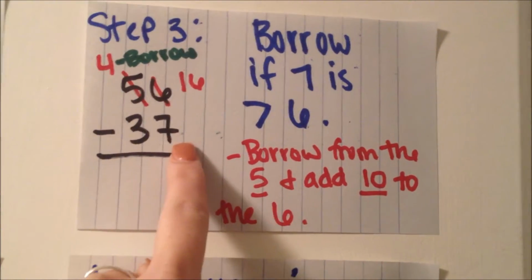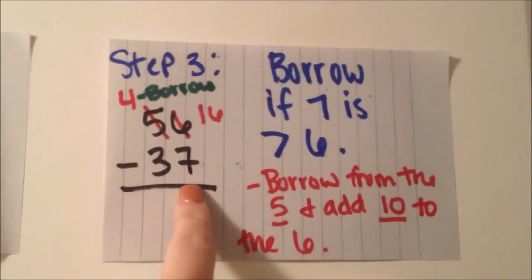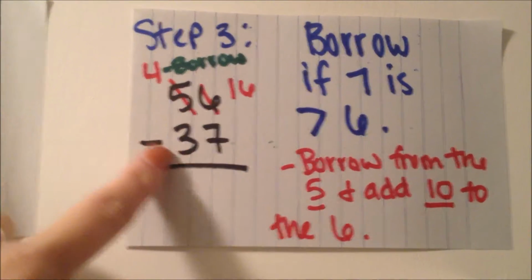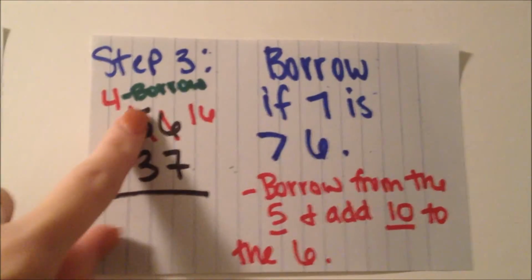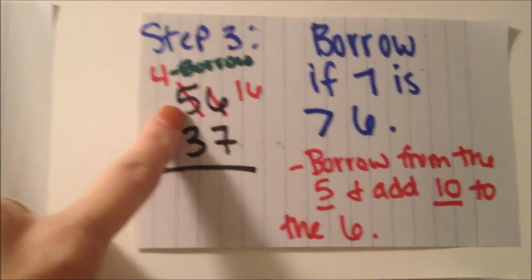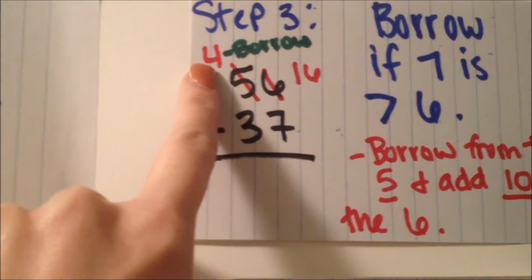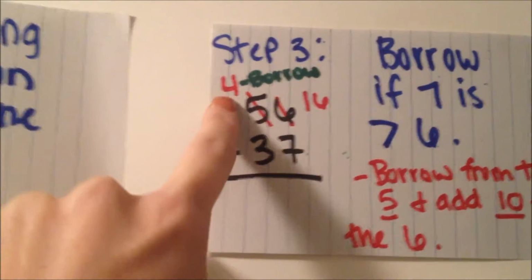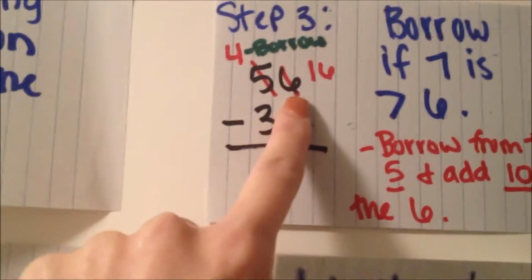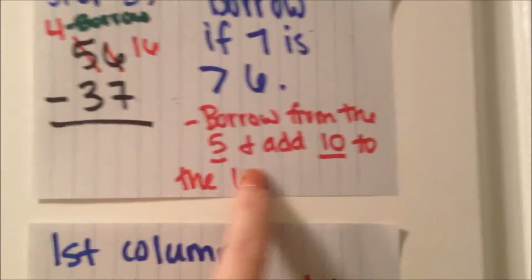Since 7 is bigger, you will take 6 minus 7. You can't subtract 6 minus 7 because you can't have a negative number. So you will take 10, because really this is a tens column. So you will take 10 from the 50. That will leave 4 left. And you will put those 10 that you took over to the ones column. So you will add 10 to this 6. So I borrowed from the 5 and added 10 to the 6.